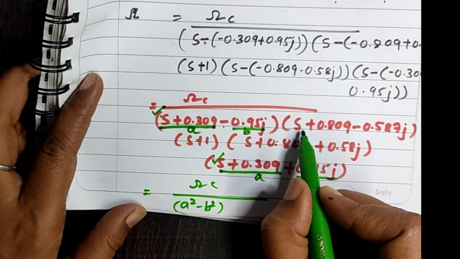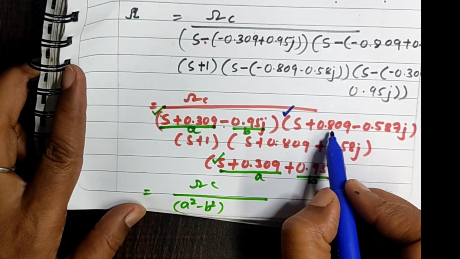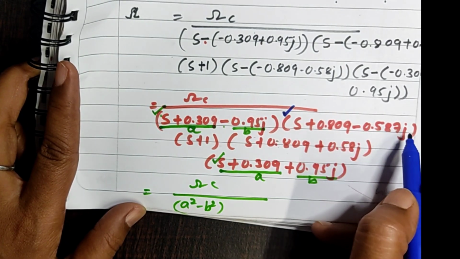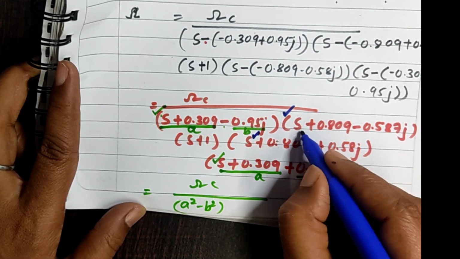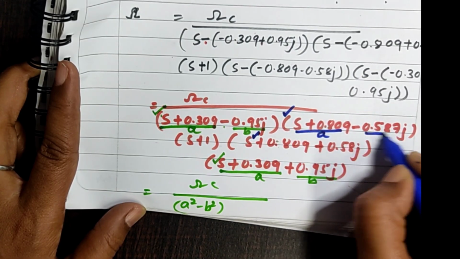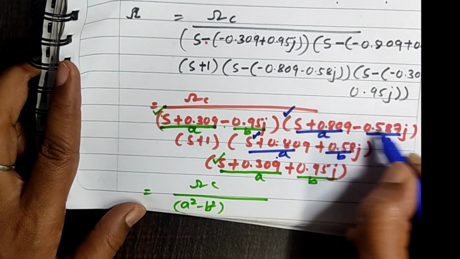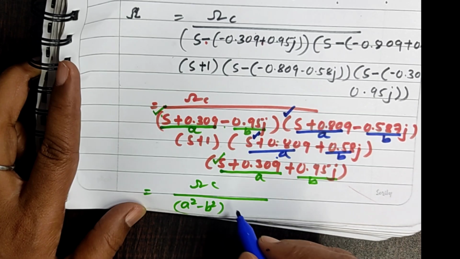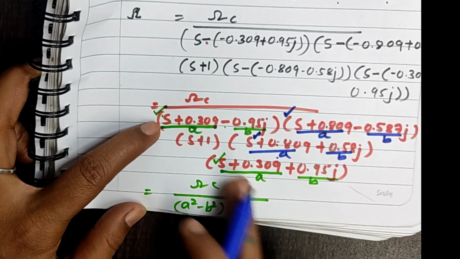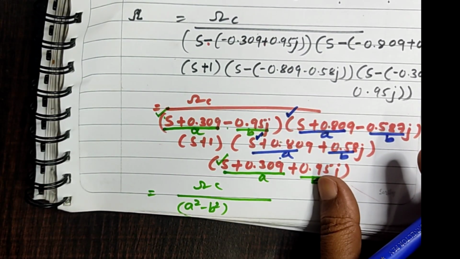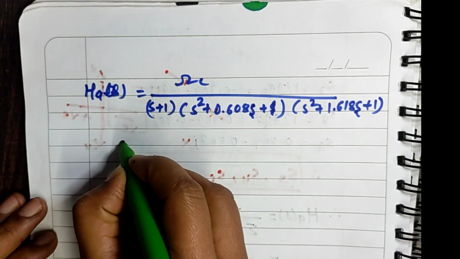Okay, in a similar way, this also we can check, which is S plus 0.809 minus 0.587j. If you check this one with this one, both are almost the same. This part we can consider as A and this part we can consider as B. So similarly here A and B. It is A plus B, A minus B, which is again A square minus B square form. So this way we can simplify. Once you simplify this one, we get this after simplification.